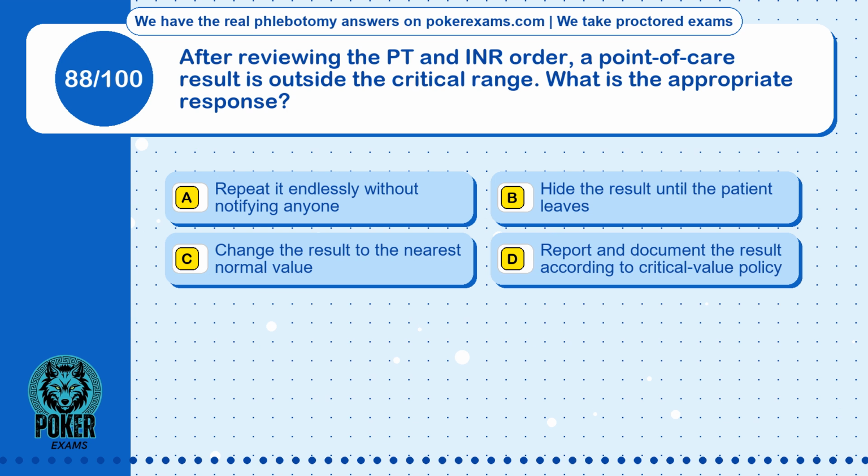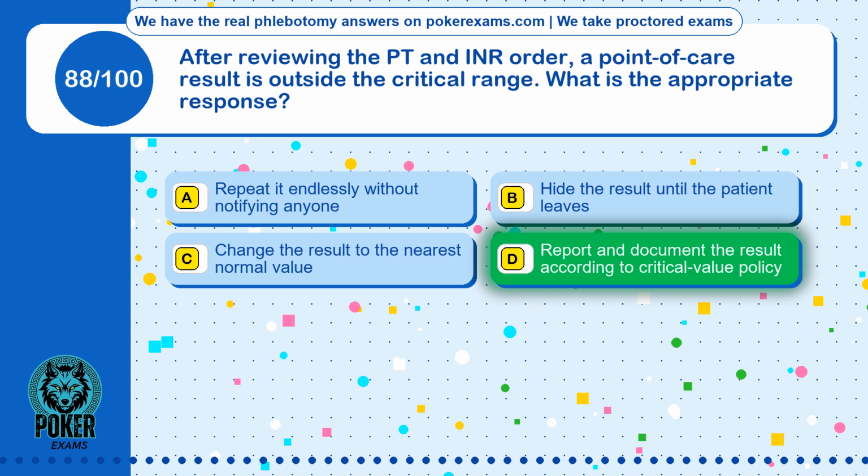Question 88. After reviewing the patient and INR order, a point-of-care result is outside the critical range. What is the appropriate response? Option A. Repeat it endlessly without notifying anyone. Option B. Hide the result until the patient leaves. Option C. Change the result to the nearest normal value. Option D. Report and document the result according to critical value policy.